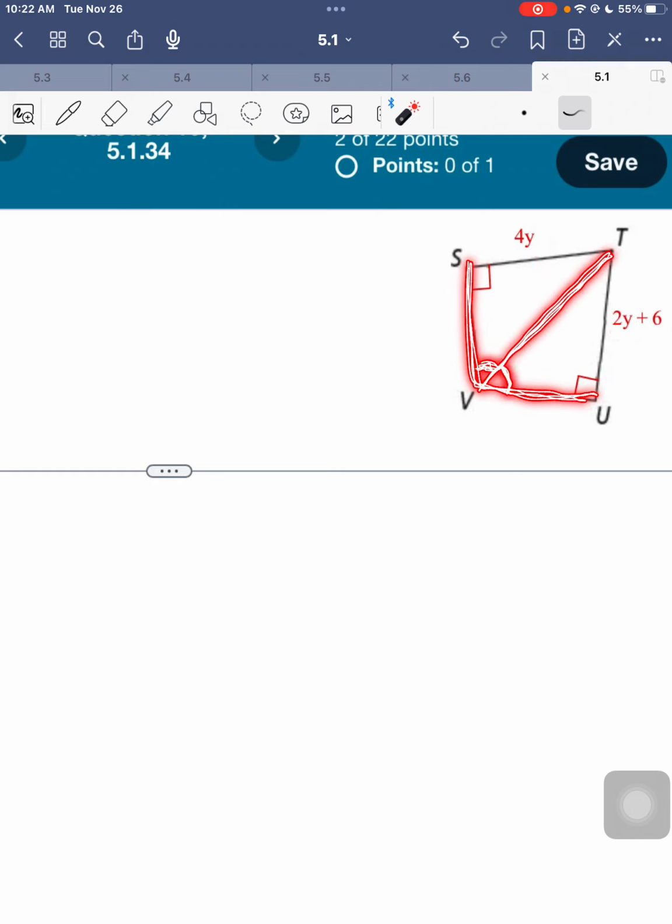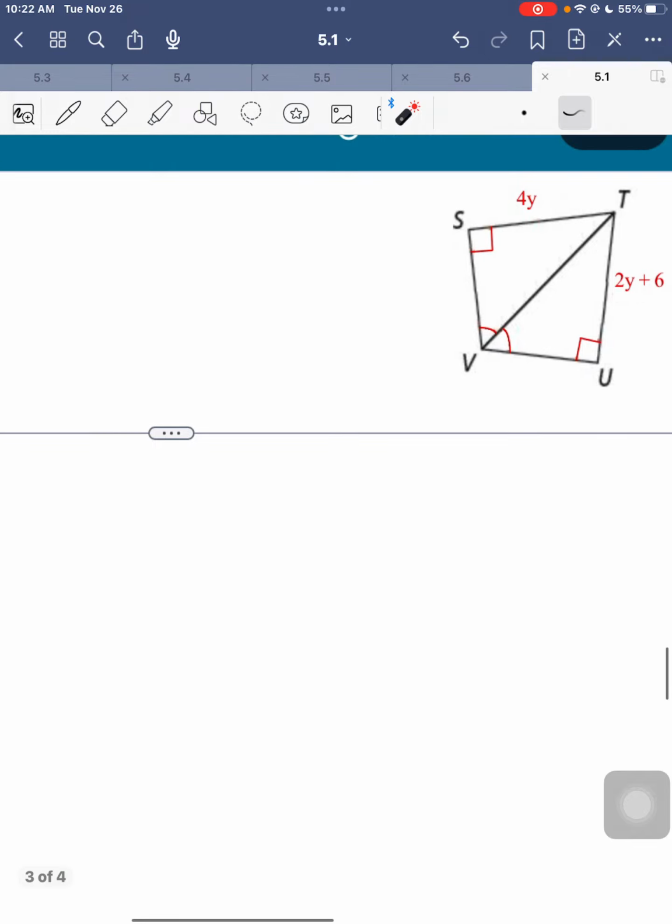So what does that tell me? What do I know about a point that is on an angle bisector? That it's equidistant to the sides of the angle. So I know now that Fy and Ty plus 6 have to be equal to each other.